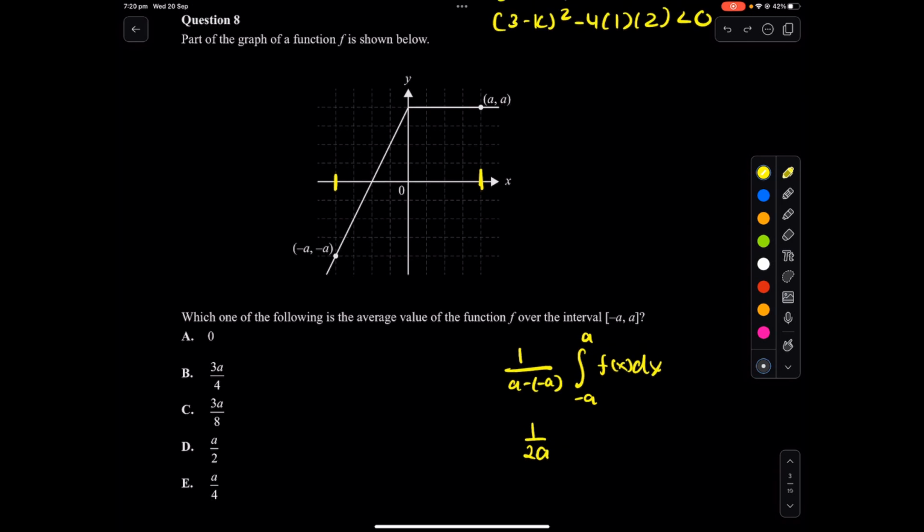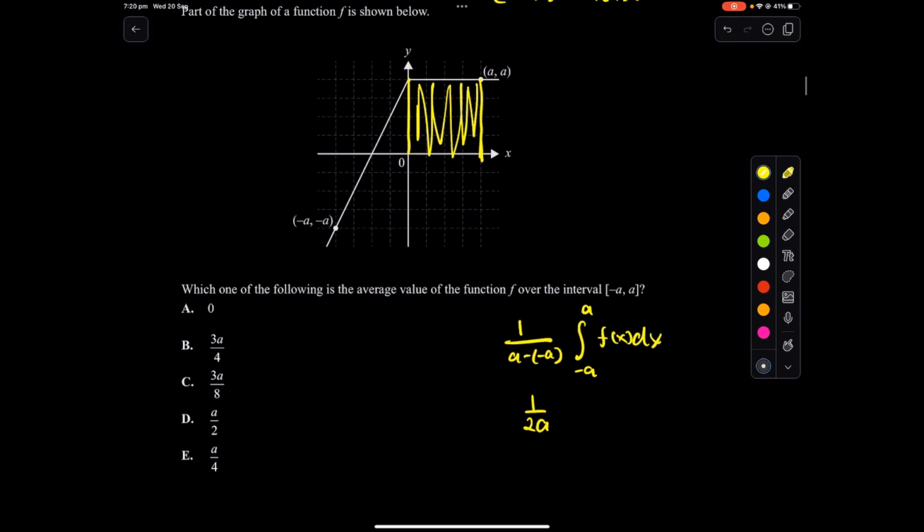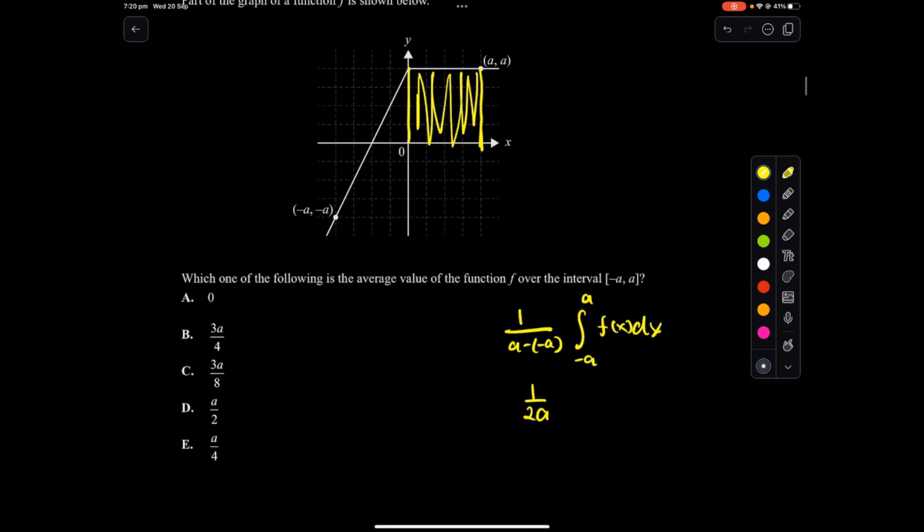And this integral is just the area under the graph from -a to a. So if we look over here, this area over here and this area over here cancel out. Can't we see that? They're both equal, so they will cancel. So that's good, they will equal 0. So we just need to find the area from this now. This square, actually, it's a square, yeah, because this is a and this is a.